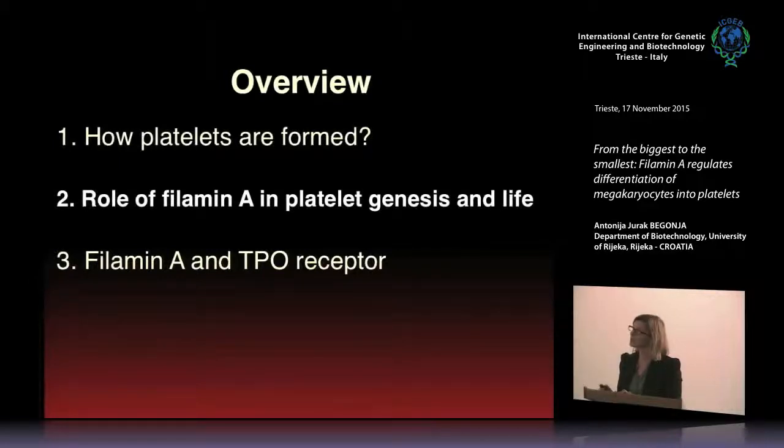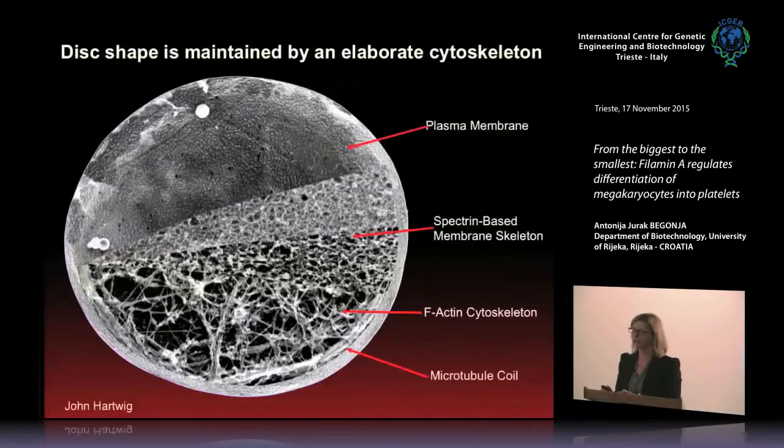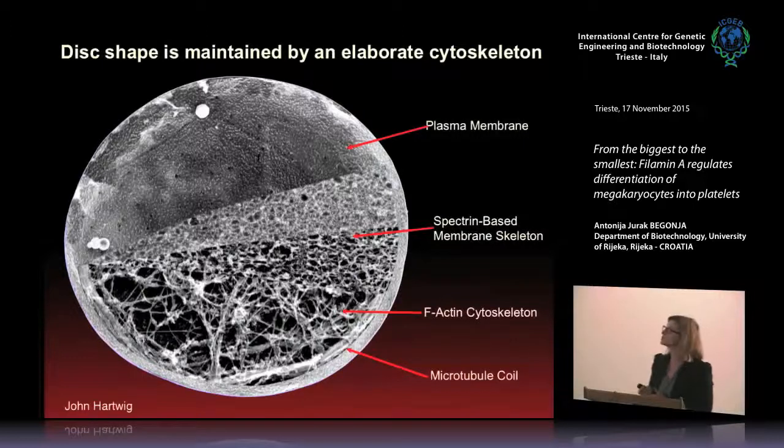Here I'm going to talk about Filamin A. But first, I want to go back to platelets to show you the cytoskeleton of platelets. Since platelets have a disc shape that needs to be preserved in circulation, how is this maintained? Below the plasma membrane, there is a spectrin-based membrane skeleton, below which is the F-actin cytoskeleton. And every platelet is surrounded by a microtubular coil.